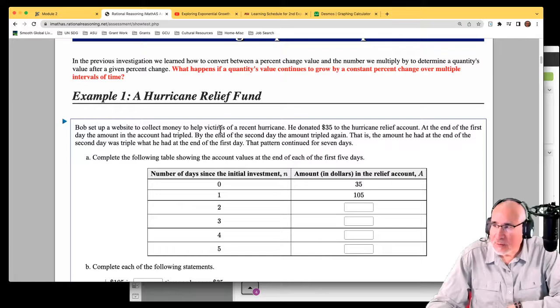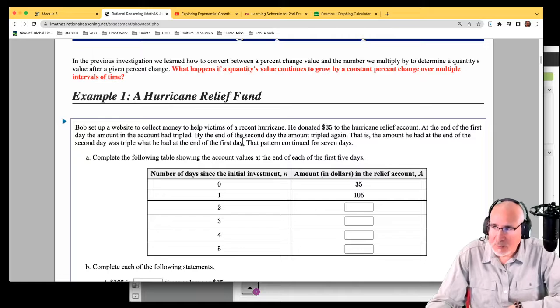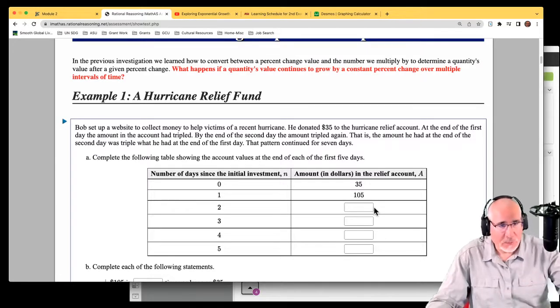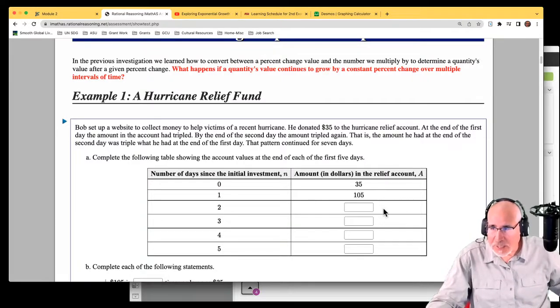So who is this? This is Bob. He's setting up a relief fund, and he got a $35 donation. He's got $35. The next day he's got 3 times as much. So at the end of the first day, the amount has been tripled. So we count this as the first day. So $35 is the beginning value, and then he keeps tripling, which is great. So that means when we triple, we multiply by 3. So we could fill out this table as we go, multiplying by 3 each time.